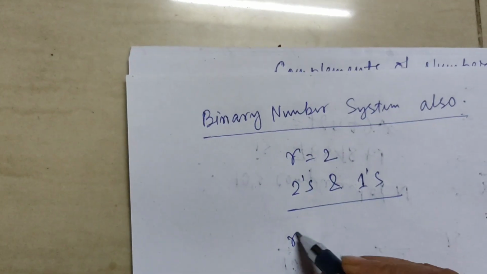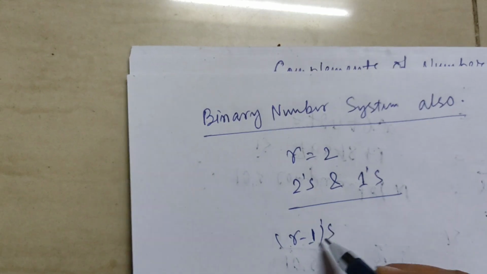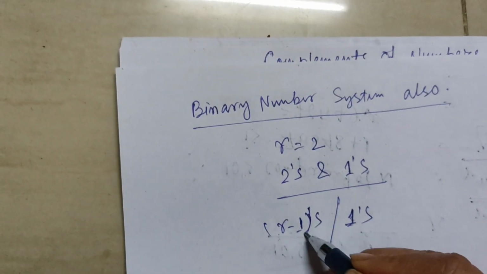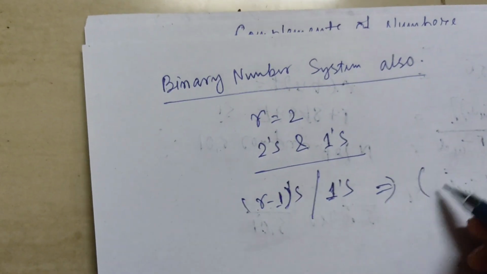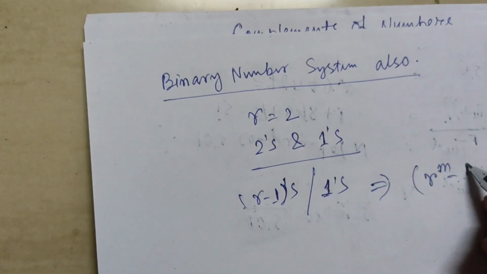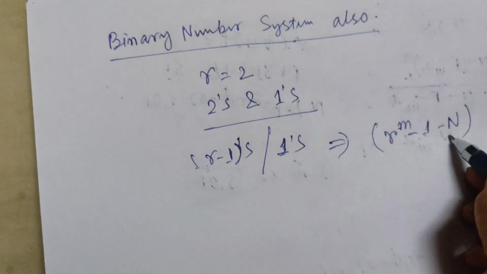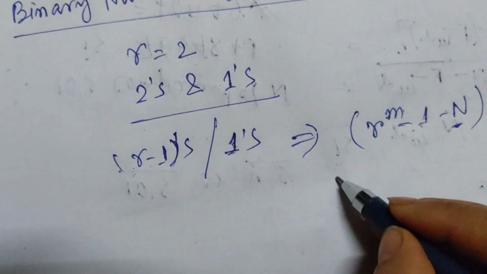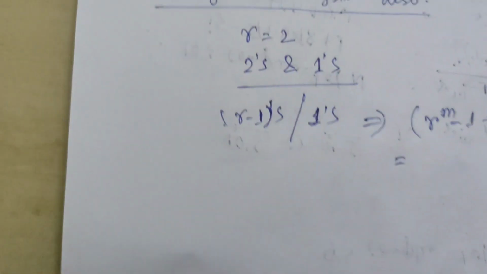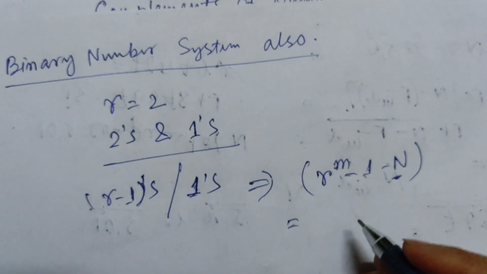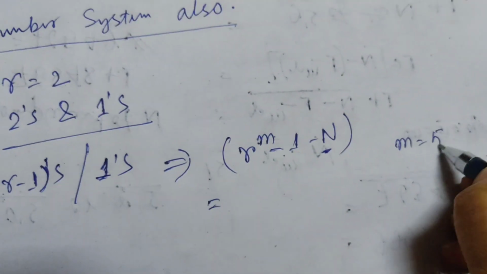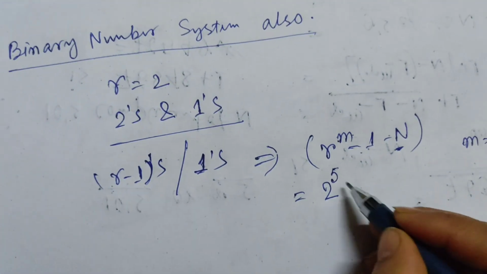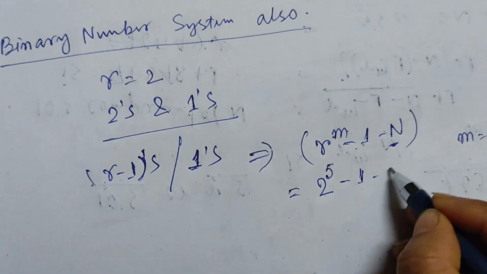In the same way, if we want to find out the r minus 1's complement, that is the 1's complement, the number will be represented as r to the power m minus 1 minus n, where n is the number and m is the number of digits. So in the same way, if we are considering m equals 5, the expression will be 2 to the power 5 minus 1 minus n.